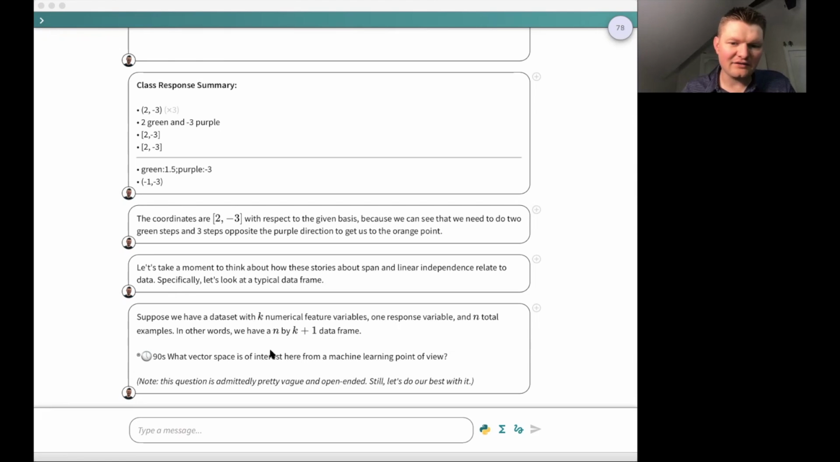What vector space might you be interested in here if you're trying to solve this prediction problem? So how does this correspond to vector spaces?